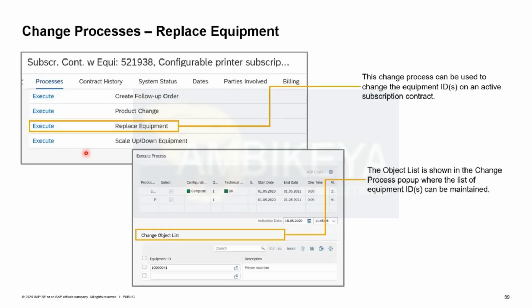So once the contracts are active and in use, if there is any fault with one of the equipments, it is possible to replace such an equipment with another equipment by changing the equipment details in the contract.